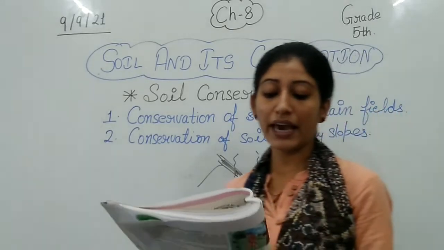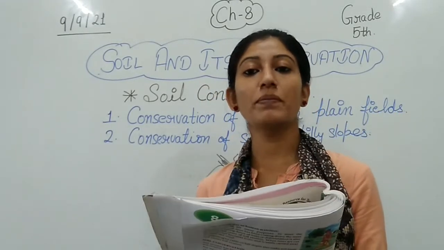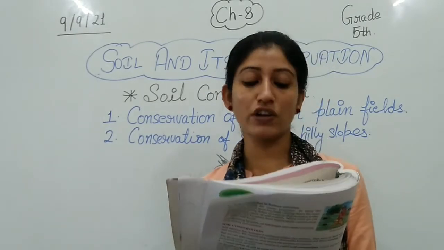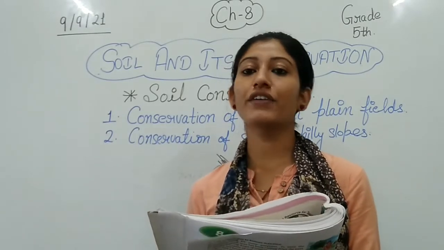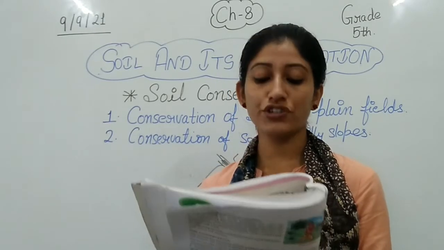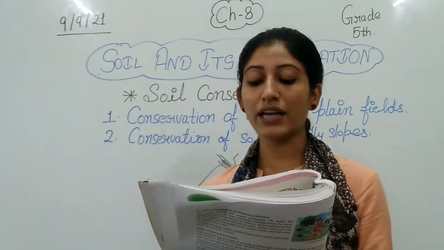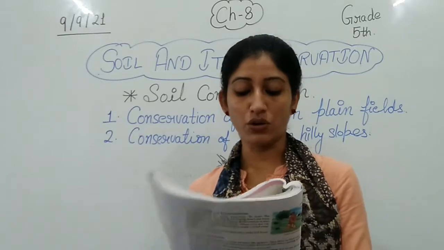Now what it is saying: afforestation, or growing trees, is another useful method for soil conservation on hill slopes. Another thing that we can do is afforestation. And what is afforestation? Afforestation means growing of trees. So growing of trees is another useful method for soil conservation on hilly slopes.